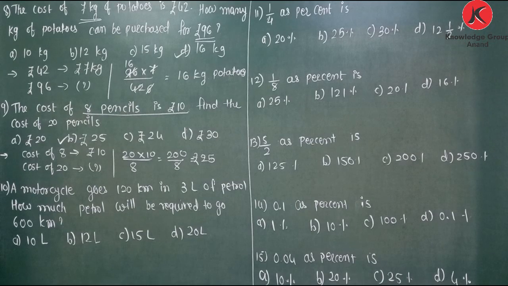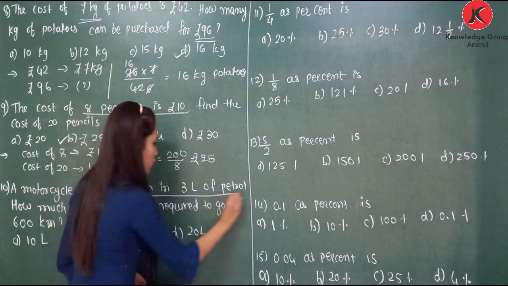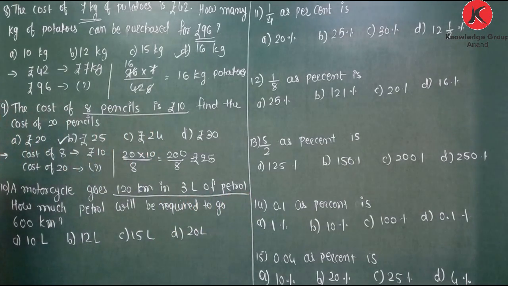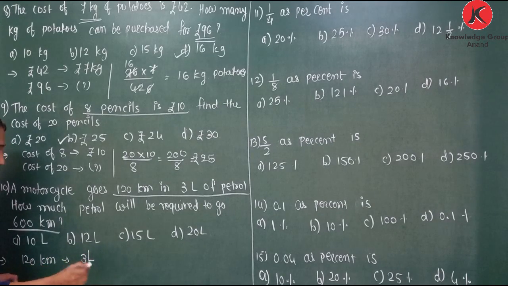Now next one. The motorcycle goes 120 km in 3 liter of petrol. In 3 liter of petrol, a motorcycle can cover 120 km. How much petrol will be required to go 600 km? So again we can write in 120 km, 3 liter petrol is required. So in 600 km, how much petrol is required?